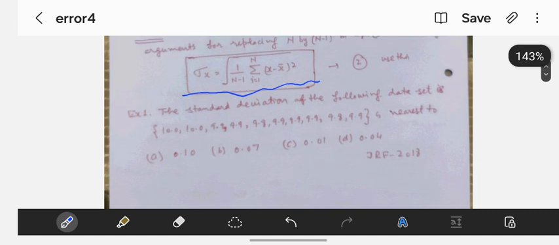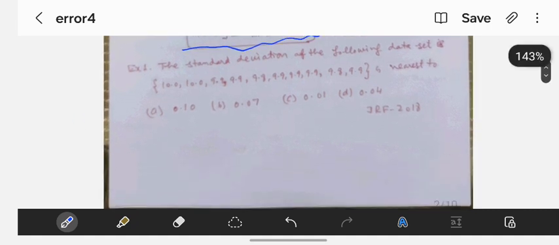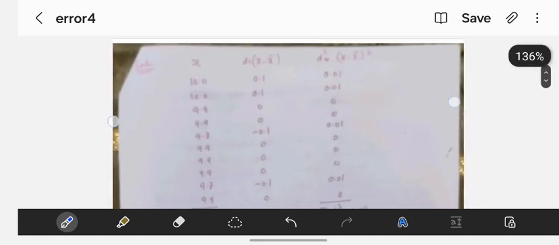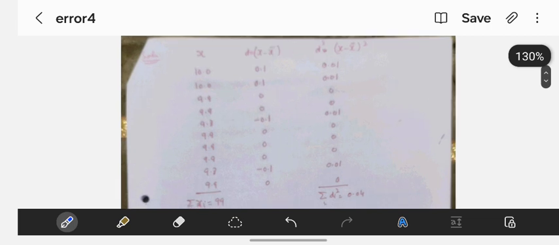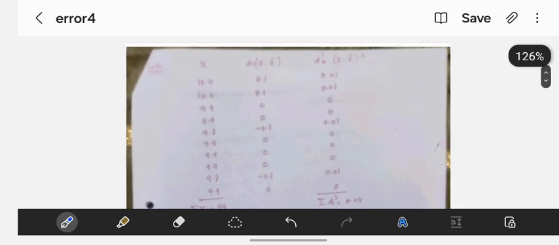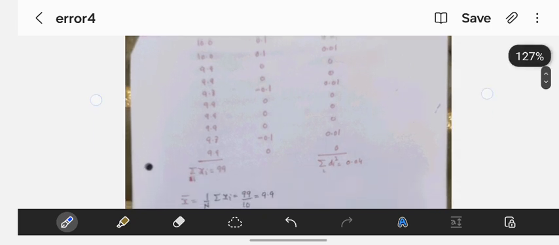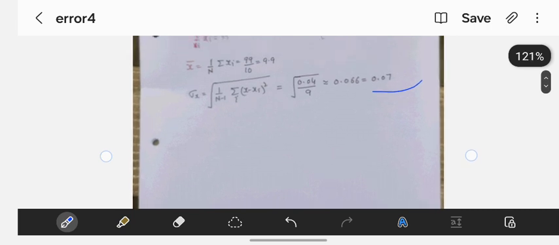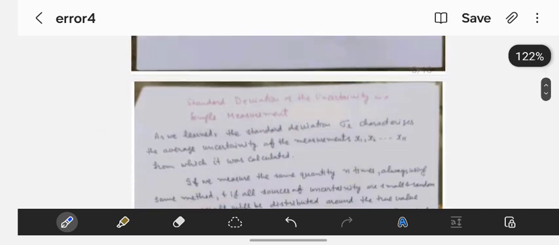The standard deviation of the following data set. So there is this example and we need to calculate the standard deviation. So how will you do it? You just make a table, calculate the mean value, then subtract it from the original values, then square it, then again sum, and then divide it by n minus 1, not n, and then you will get this standard deviation 0.07. So this will be the standard deviation.